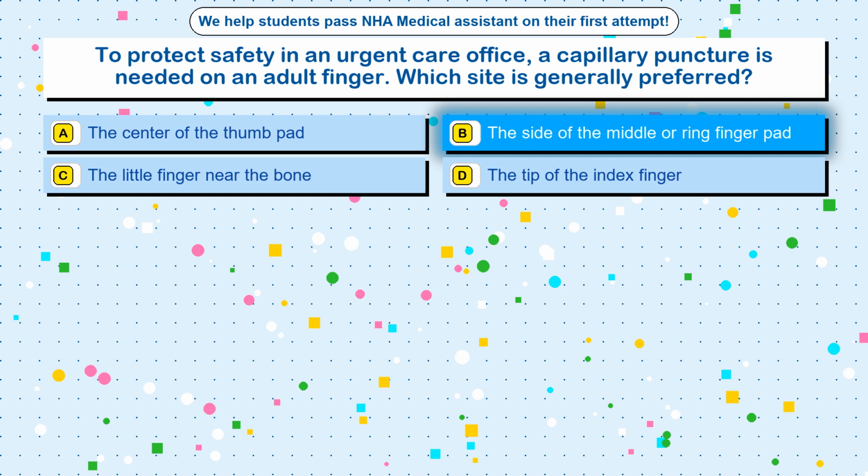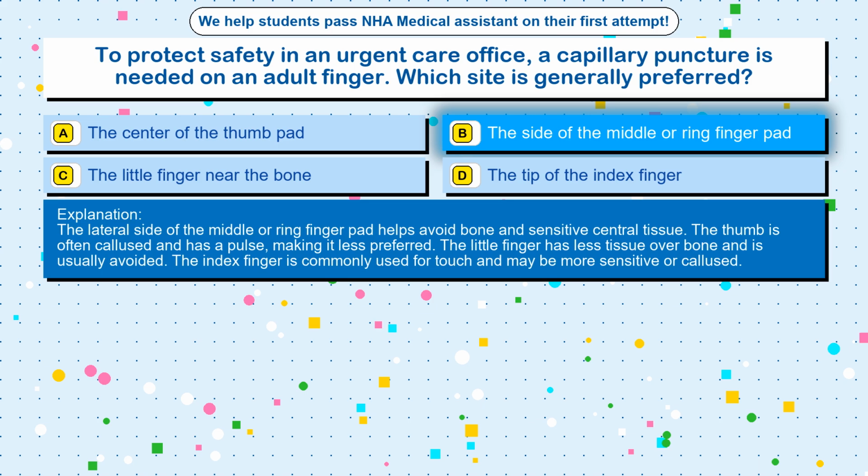The side of the middle or ring finger pad. The lateral side of the middle or ring finger pad helps avoid bone and sensitive central tissue. The thumb is often calloused and has a pulse, making it less preferred. The little finger has less tissue over bone and is usually avoided. The index finger is commonly used for touch and may be more sensitive or calloused.